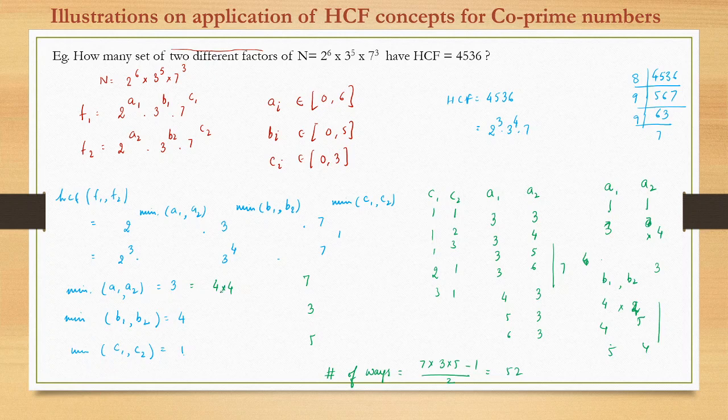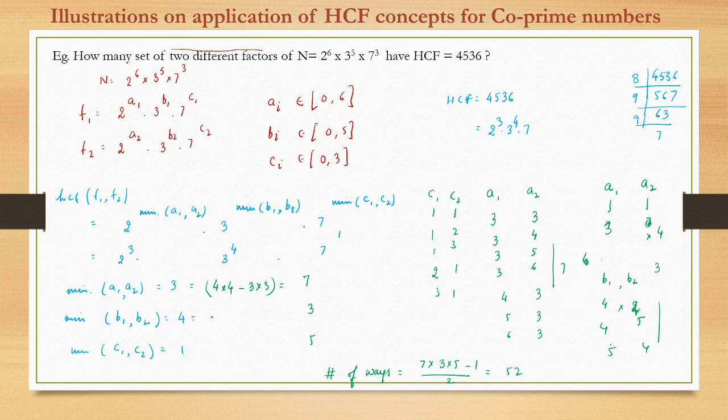So A1 can take four values, that is 3, 4, 5, 6. A2 can take four values, 3, 4, 5, 6. Minus, we will subtract those cases where neither A1 nor A2 has taken a value 3. So it means when all are taking value 4, 5, 6, so 3 into 3. This is same as 7. And this we have manually counted also.